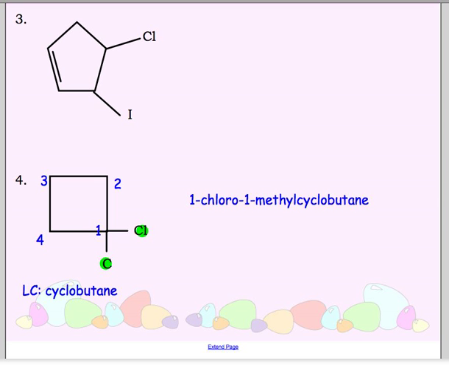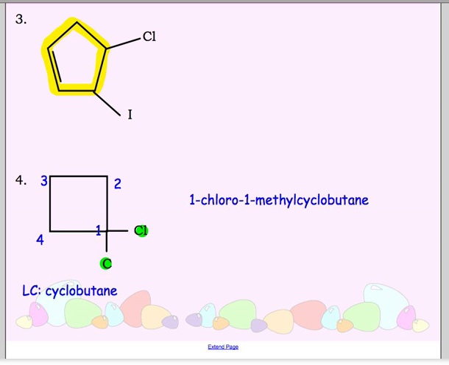And number 3 is kind of tricky. So, I mean, you're welcome to try it on your own, but we're going to go through it just because it can be a little weird with this. So we have a couple of things going on. Obviously, our biggest thing here is we have this ring that's made up of 5 carbons.